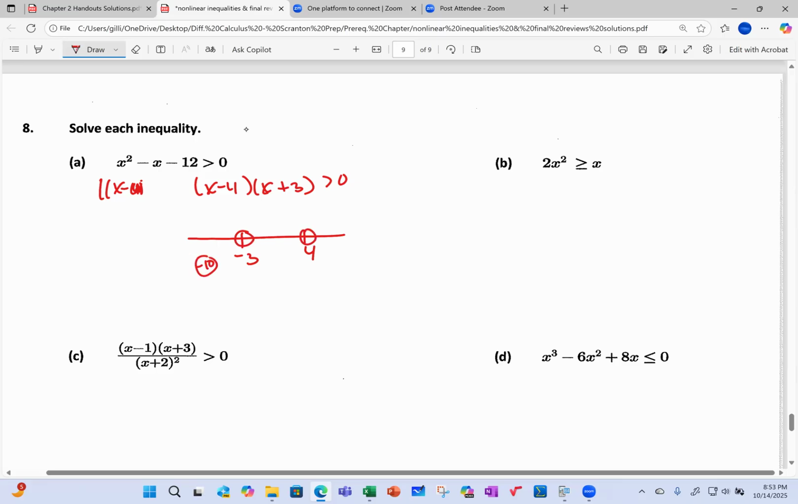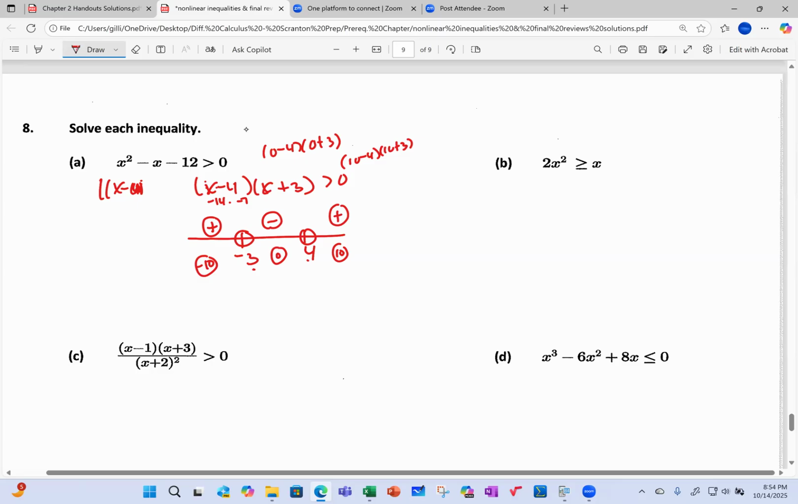I'll pick -10 as a test point. Put that in for x. So that's -14 times a -7, and a negative times a negative is a positive. If I pick, say, 0 for x, because that's in between -3 and 4, 0 minus 4 is -4 times a +3 is a -12. And if I pick, say, 10 in for x, guys, 10 minus 4 is a positive, and 10 plus 3 is a positive, times a positive is a positive.